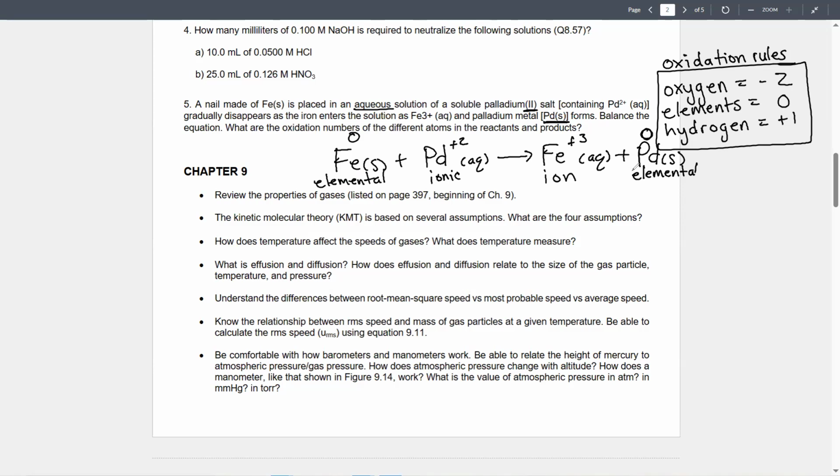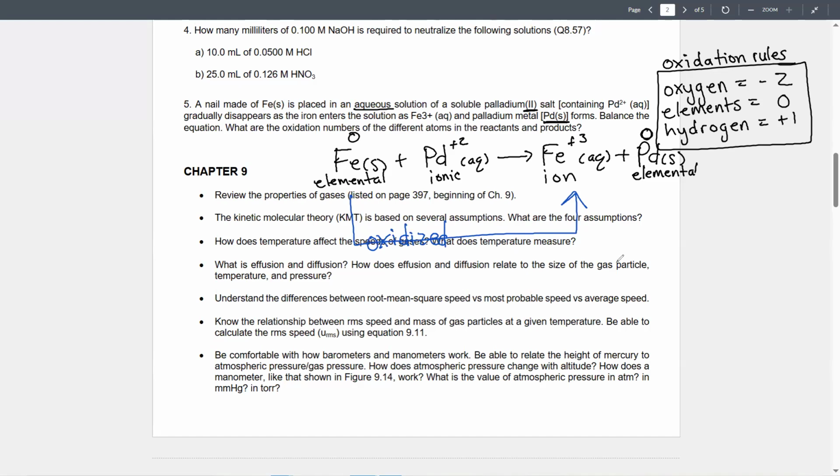And then he just says, balance the equation. Well, it's balanced. There's one of everything. What are the oxidation numbers of the different atoms in the reactants and products? Well, that's it. 0, 2, 3, 0. Let's see who was oxidized, who became more positive. Iron. Iron was oxidized. It became more positive.